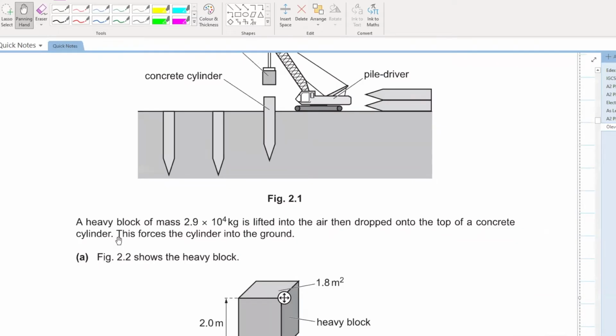A heavy block of mass 2.9 into 10 raised to the power of 4 kg is lifted into the air, then dropped onto the top of a concrete cylinder. This forces the cylinder into the ground. Perfect. Figure 2.2 shows the heavy metal block.